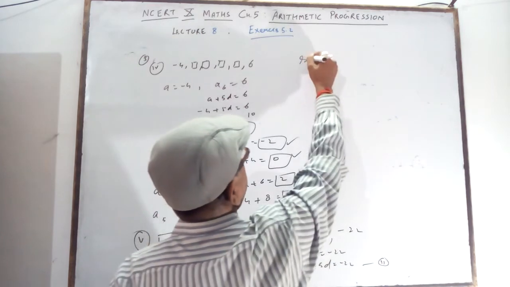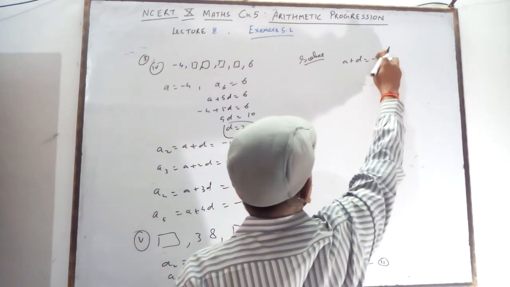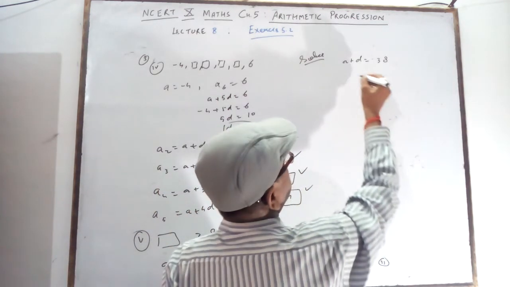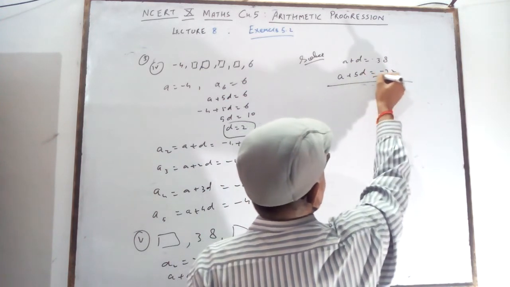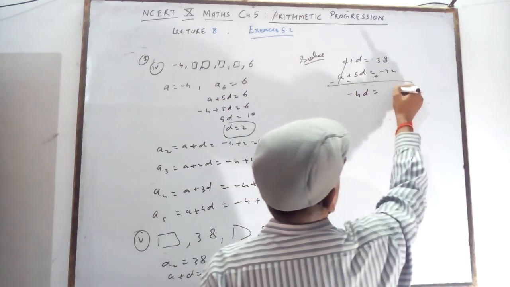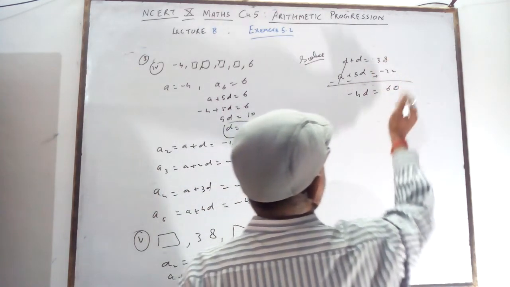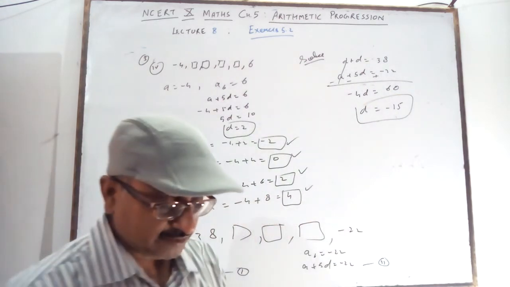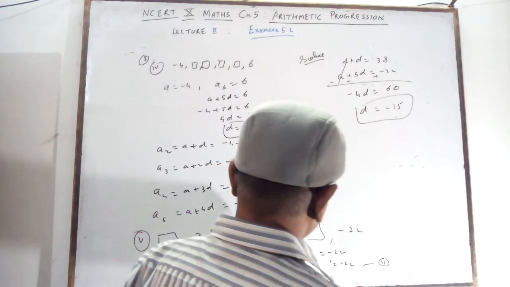Equation second. Solve by linear equation in two variables. A plus D is equal to 38. A plus 5D is equal to -22. Subtract both because you want to remove A. -4D is equal to 60. Then D will be -15. You are getting D as -15. Question number 3, 4, 5th part.